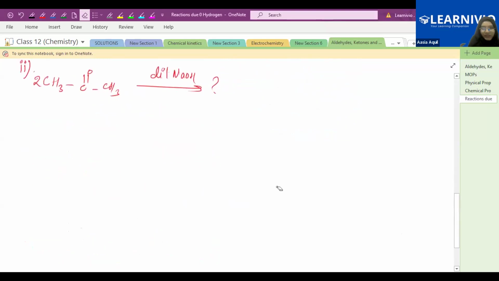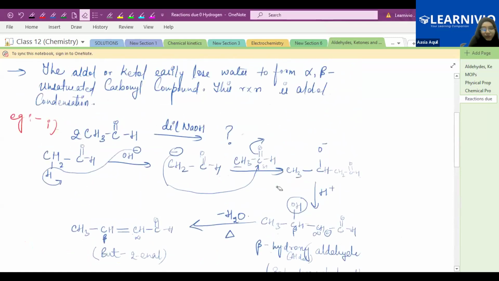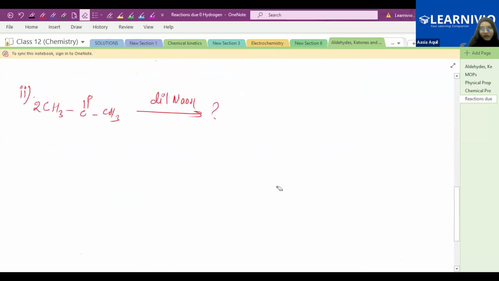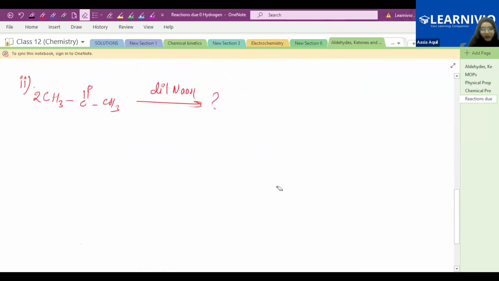Okay, so we were doing the aldol condensation, right? We just discussed one question based on the aldol condensation, which is for the aldehyde. Now let's try for the ketone. We will see the same mechanism, self-aldol condensation.